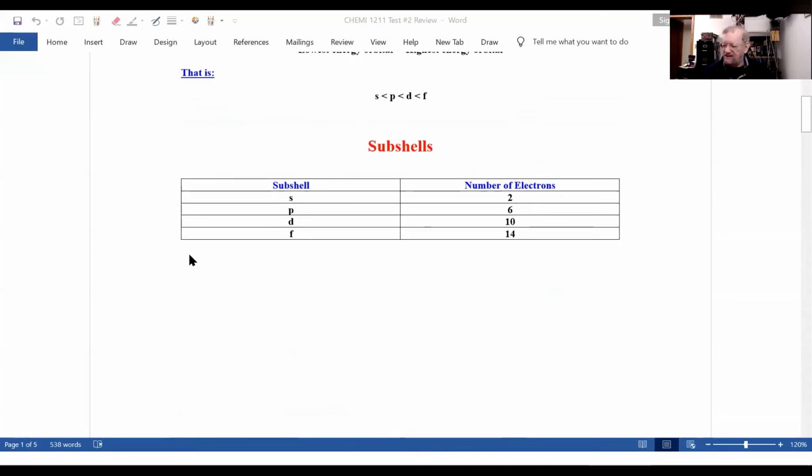All right, let's take a look at some, by the way, don't forget, a subshell is actually the name of a subshell. The correct name is both a number and a letter.